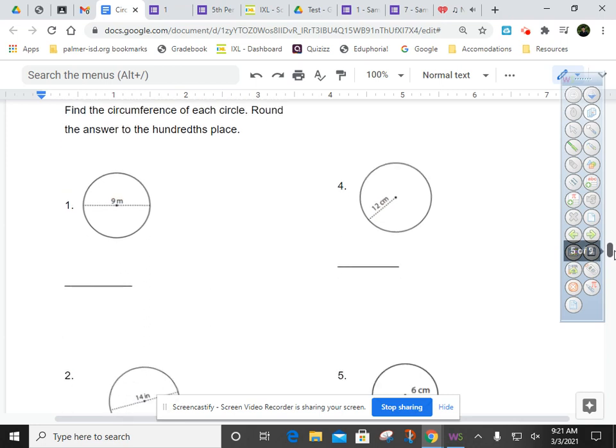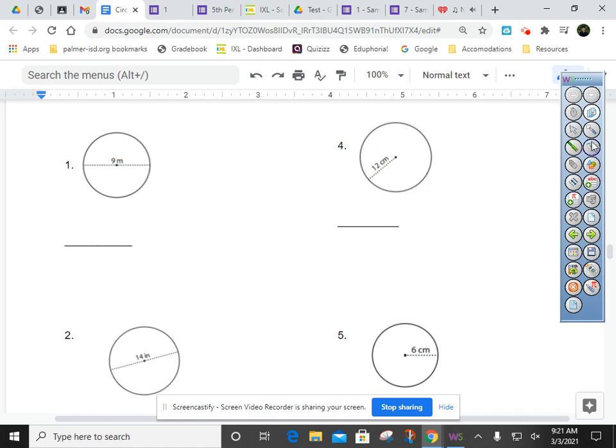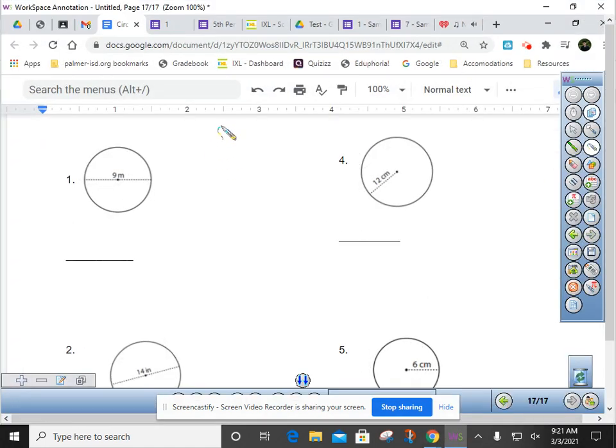Find the circumference of each circle around the 100th place. I'm going to be super nice to you. Y'all ready? Yes. Write this down. Is that super nice? Yes. Find the diameter or the radius? Diameter. What's the formula? C equals pi divided by, no, C equals pi times diameter.